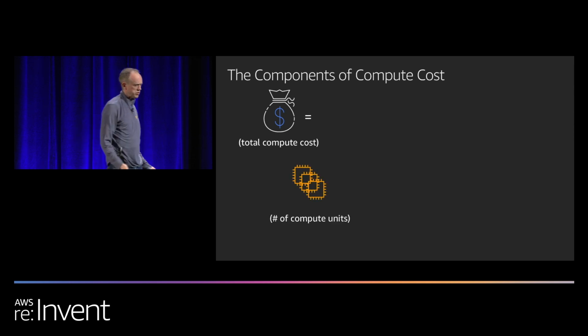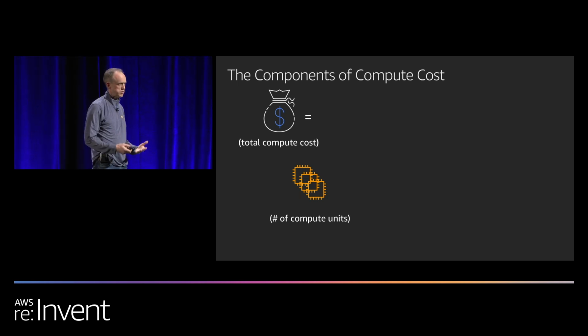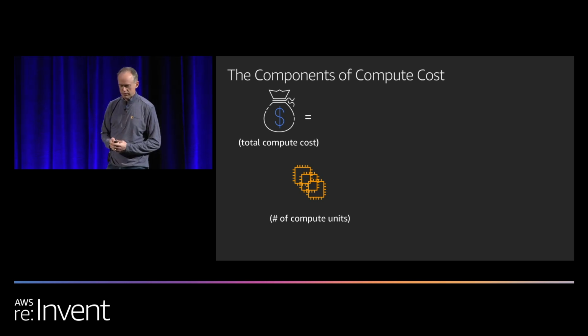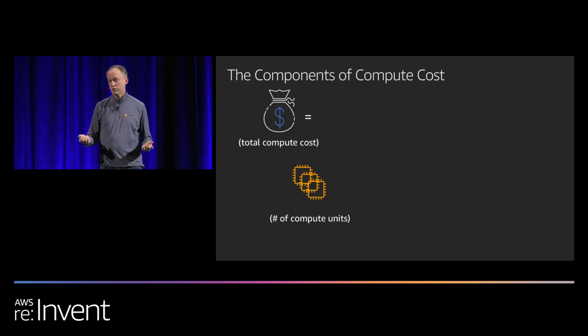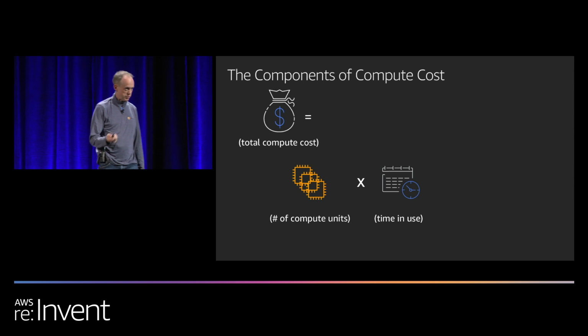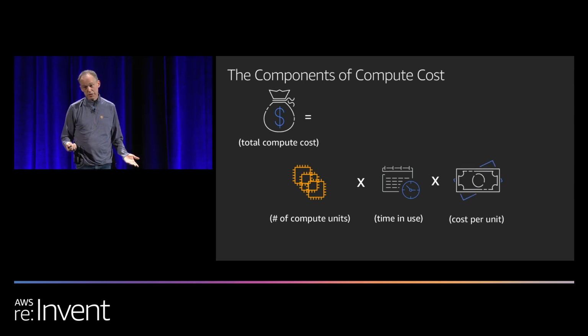So the total compute cost, the factors that go into the compute number that shows up on your bill, is really a function of three things. One of those is the number of compute units that you're using, where a compute unit is an instance or a Fargate task. How many of those am I using? It makes sense, right? How long do you use them for? Because you pay per second or per hour, depending on the type of compute unit. And then how much does each unit cost? So pretty simple framework for thinking about total compute cost.